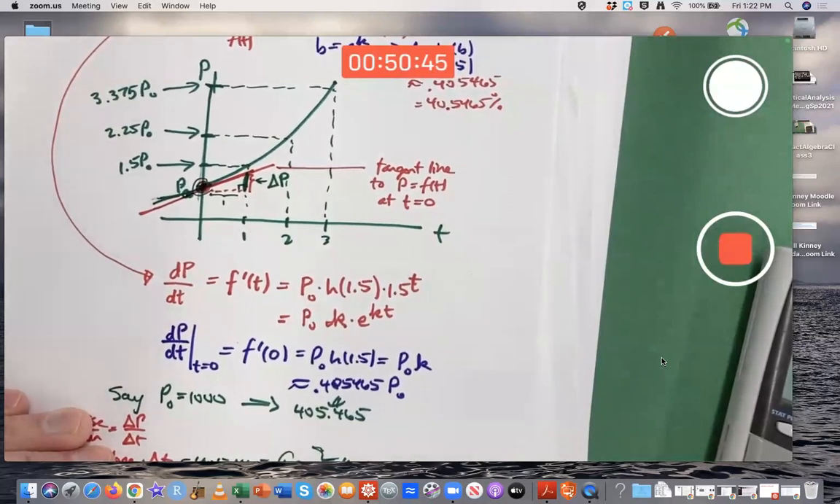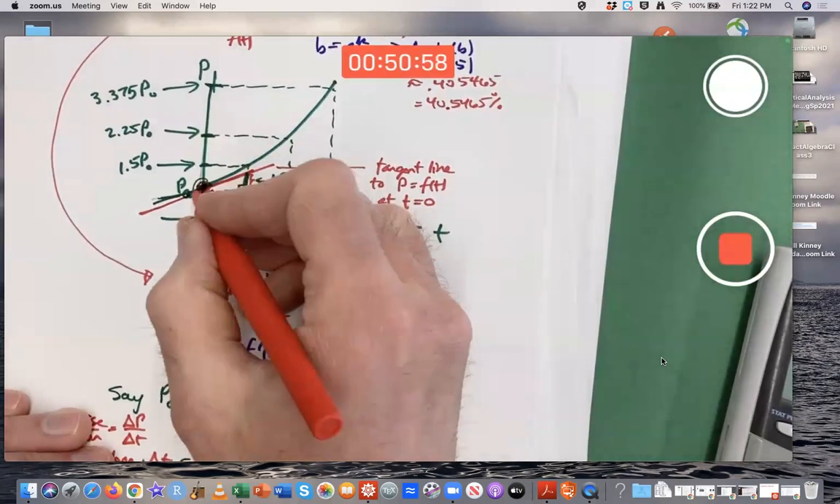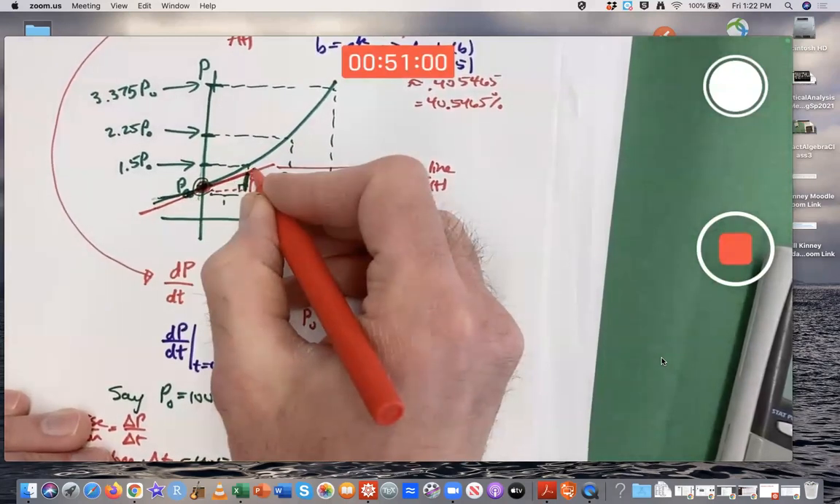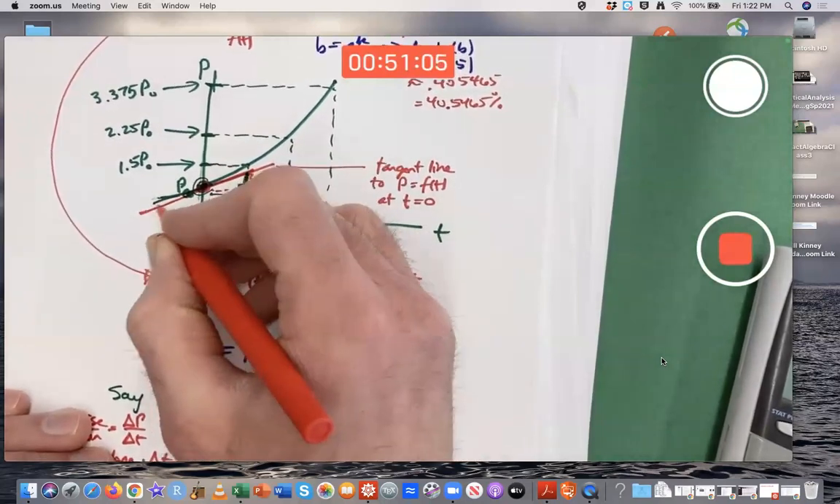Say that again. When you're talking about rate of change, how fast is something changing? In this case, a population at a moment in time, at t equals 0. The direction of the curve is in the direction of the tangent line. So how fast it's changing is the slope of the tangent line.